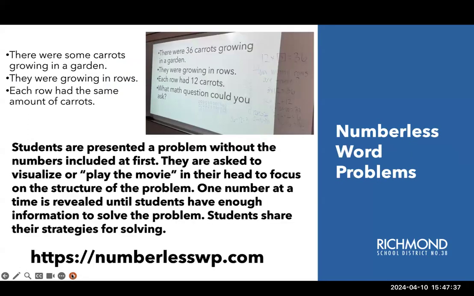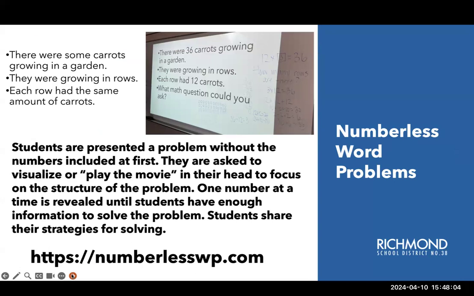And then the last routine I want to share is numberless word problems. And this again really focuses on those operations and students thinking about what they mean flexibly. So at the top, we have an example. This was in a grade 3 and 4 class. And on the left is the numberless word problem. So it's a word problem in a structure, but it doesn't have the numbers yet. So when it's first presented to students, there's no number.